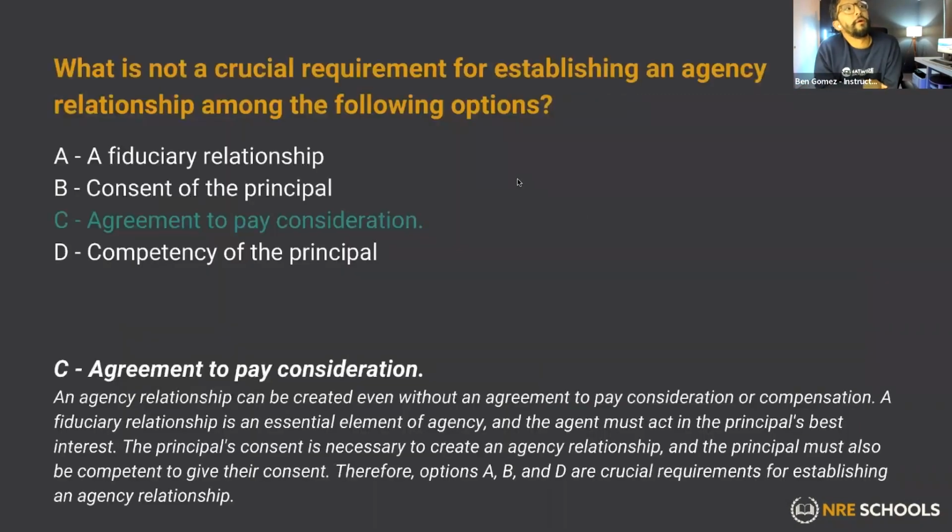What is not a crucial requirement for establishing an agency relationship among the following options? Which is not? The answer is agreement to pay consideration. It's always these "not" questions. Consent, competency, fiduciary relationship: those are all requirements of relationships working together. Which one is not? An agreement to pay consideration, compensation.